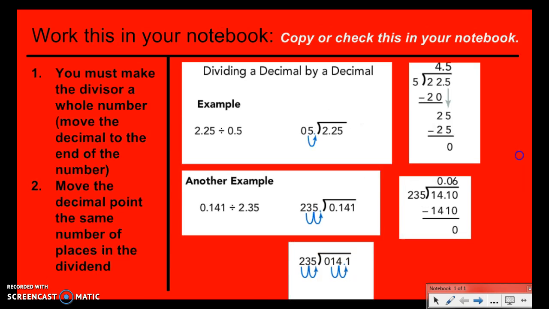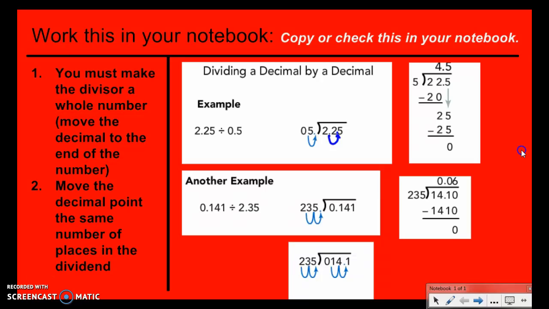Alright, so whenever you are dividing two numbers that both have decimals in them, you have your divisor and your dividend. Here's what you are going to do. It says you must make the divisor a whole number, moving the decimal to the end of the number, and move the decimal point the same number of places in the dividend. So since you have 0.5, you're going to move that decimal place after your 5. And not only are you moving that decimal, you're also going to move the decimal place inside your table. So you have this guy, you're going to move it behind the 2.